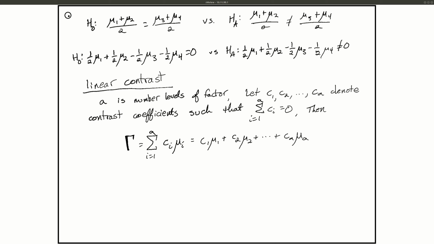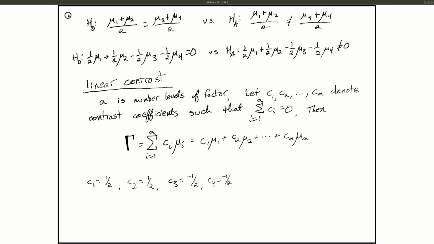Looking at the example above, we can see that the contrast coefficients are: we have C1 equals 1/2, that's right here. We have C2 equals 1/2. We have C3 equals negative 1/2. And we have C4 also equals negative 1/2.